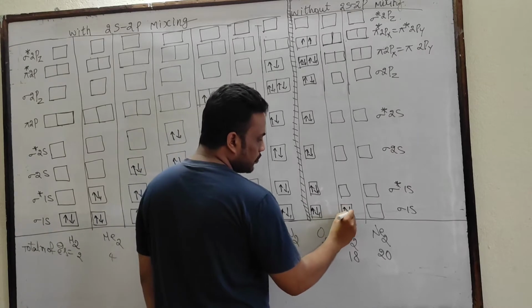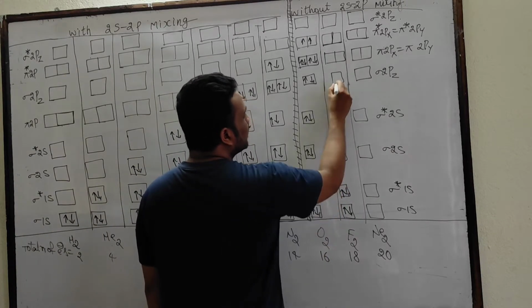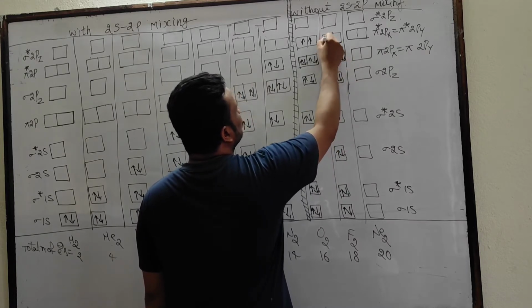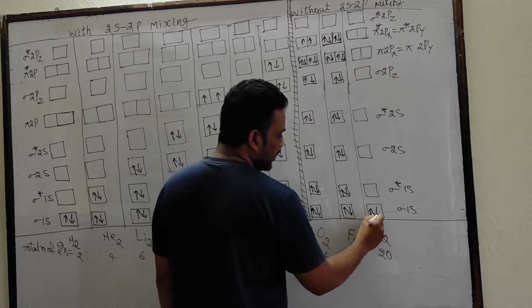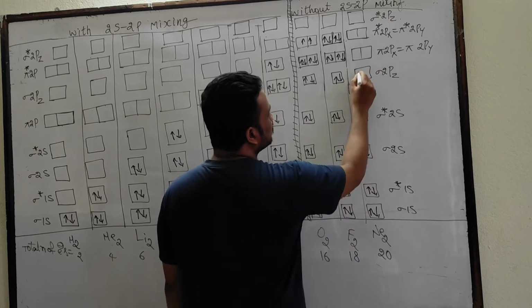And in F2 we have a total of 18 electrons, which we can fill as per the Aufbau principle, I mean in increasing order of energies of various orbitals. And finally we have neon, where 20 electrons are there.